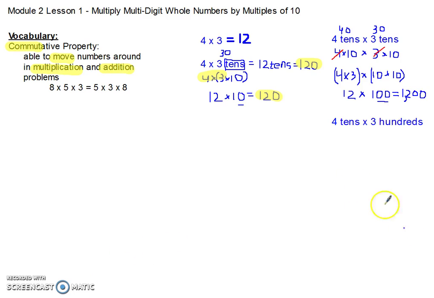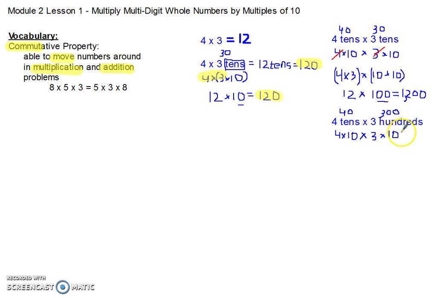The next pattern in this is we're going to do 4 tens times 3 hundreds. And we know that 4 tens is equal to 40, and 3 hundreds is equal to 300. So this problem is really asking us to multiply 40 by 300. So following that same pattern, I can rewrite 4 tens as 4 times 10. And then I'm multiplying that by 3 times 100.